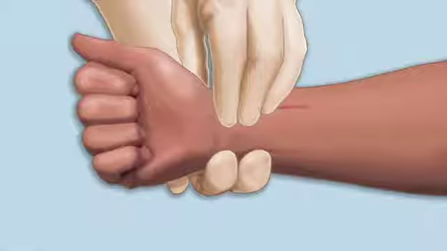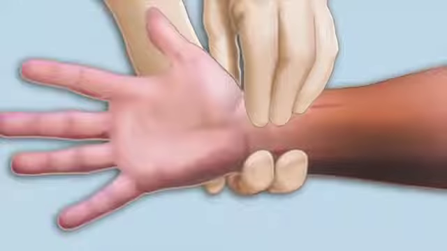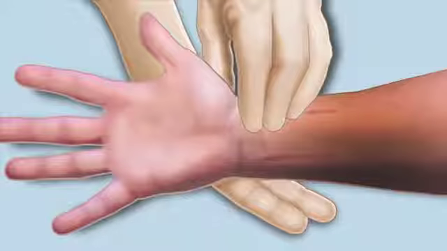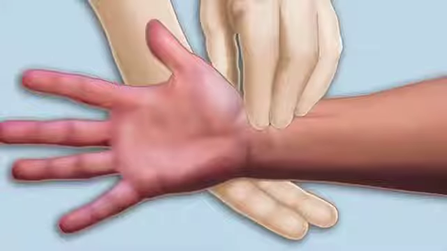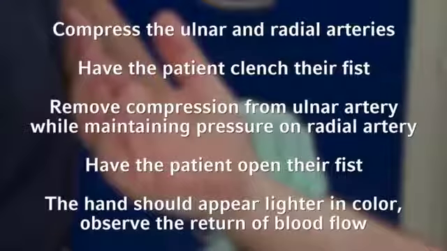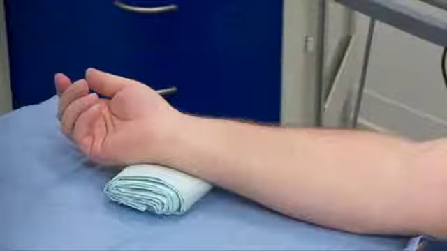Begin by having the patient clench their fist for 30 seconds. Next, have the patient unclench their fist while still compressing the ulnar and radial artery. The patient's hand should appear blanched. Compression is removed for the ulnar artery while maintaining pressure on the radial artery. Look to observe a return of blood flow within 10 seconds. The return of blood flow demonstrates a positive Allen's test and indicates that the site is acceptable for radial artery catheter insertion.